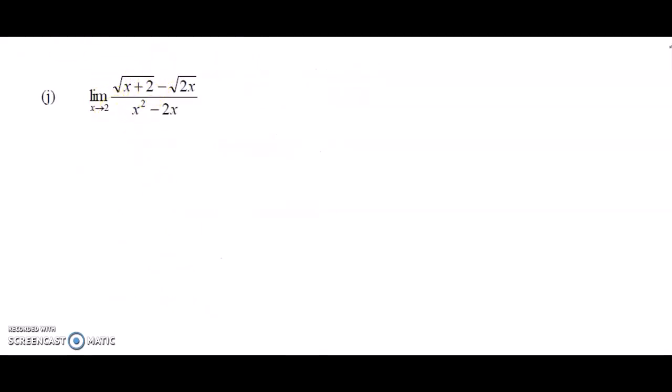For example J, I'm going to again start with the substitution. I substitute 2, I got 0 on top and 0 below. Again, this shows that we need to proceed to factorization and multiply by the conjugate for this case. So what is the conjugate of the square root of x plus 2 minus the square root of 2x? That will be the square root of x plus 2, change the sign of this to positive. That will be the conjugate.